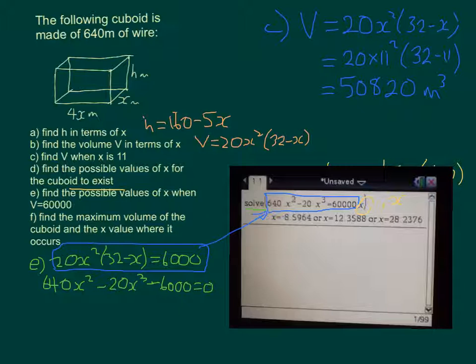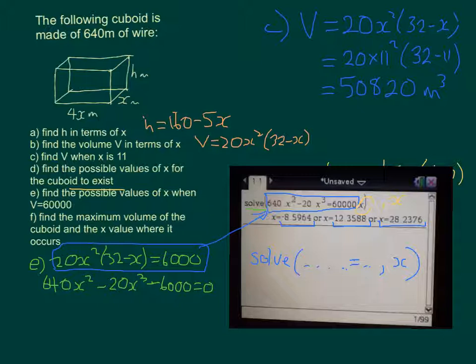It is really important that when you type it in you go solve, then you have your bracket, and then whatever the function is that you're solving, equals, whatever that is, comma, and then x if you're solving for x, y if you're solving for y, etc. That's the important thing there. And here we have 3 answers. We've got a negative 8.5964, we've got positive 12.3588, or we have positive 28.2376.